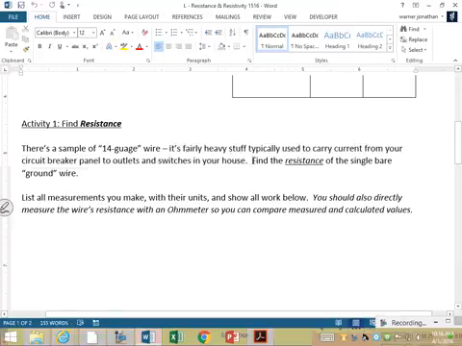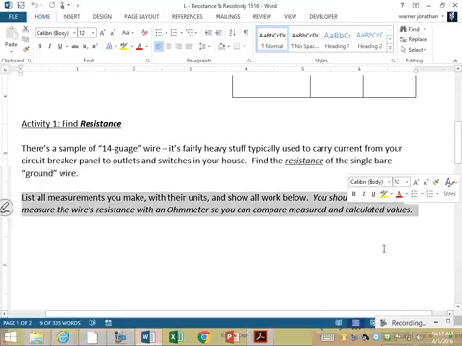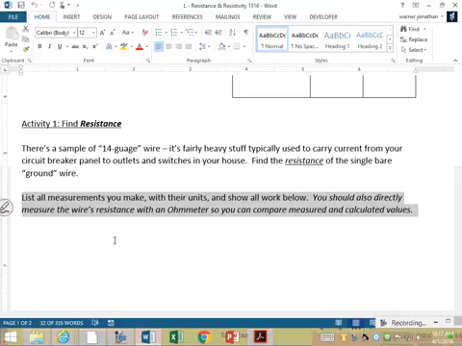And your job is to find the resistance of a single bare wire, what's called the ground wire. There's one uncoated copper wire. You've got to find its resistance. I'd like you to do it 2 ways. One way is to make all the measurements you would need to calculate resistance. Measure length, measure cross-sectional area, and you know what the resistivity is because it's copper. With that, calculate what the resistance of that wire is.